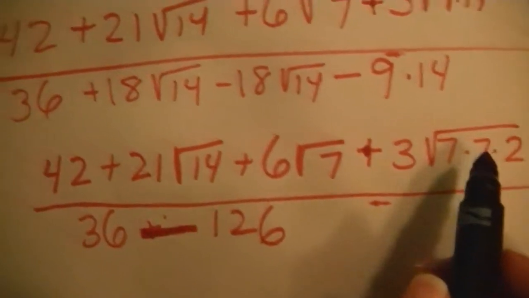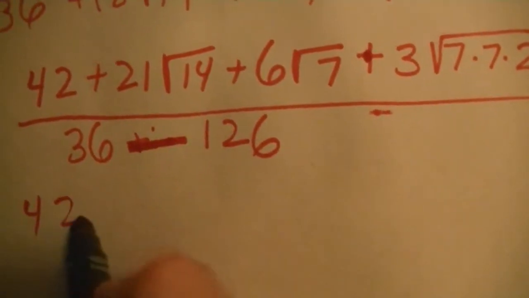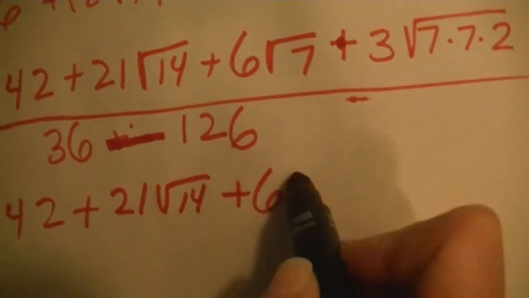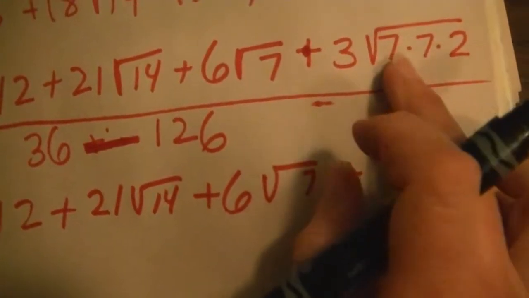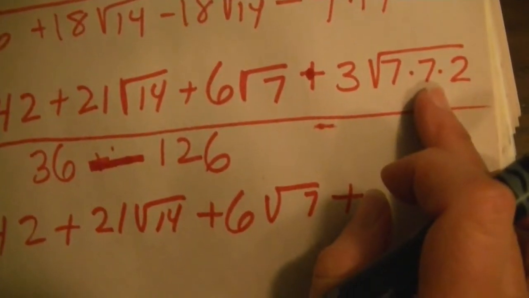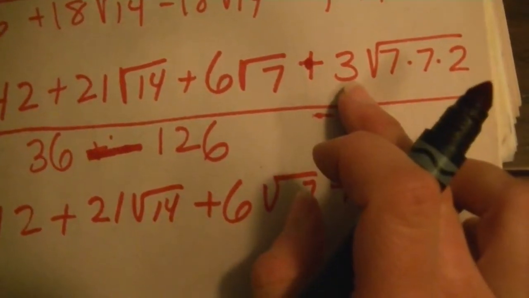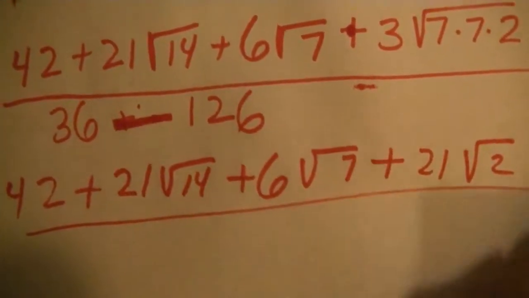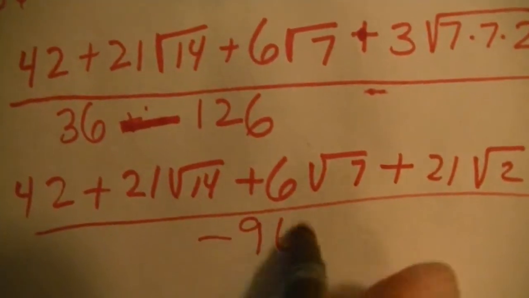Now I'd like to take this out of the radical over here. So I'm going to rewrite what I have so far. 21 square root of 14 plus 6 square root of 7 plus square root of 7 times 7, square root of 49, is just 7. So when I bring it out, then I need to multiply it times 3. 7 times 3 is 21, square root of 2. Now I'll subtract these, so I end up with negative 90.